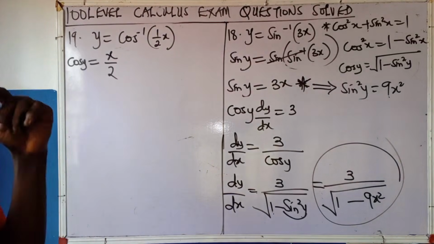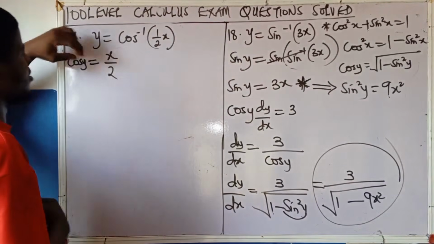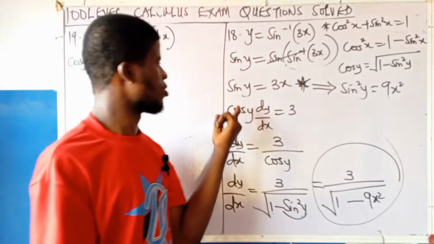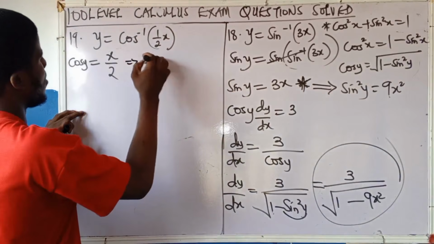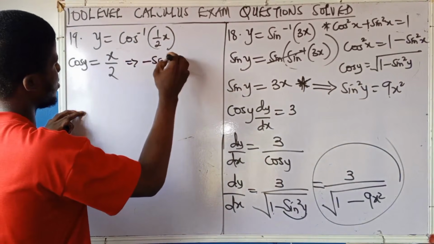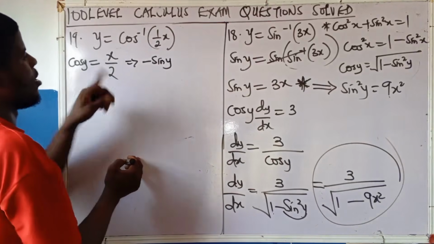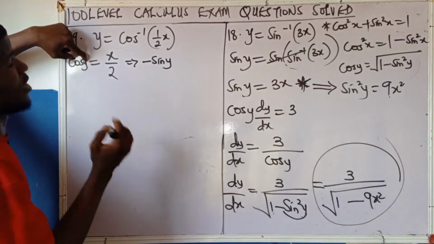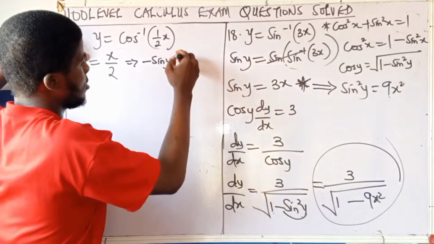Now, I have to differentiate. I will differentiate both sides now, implicitly. Differentiate sine, we get cos. Differentiate cos, you're going to get minus sine. That's it. Remember, differentiate cos to get minus sine. So if I differentiate cos y with respect to x, I will get minus sine y dy dx.